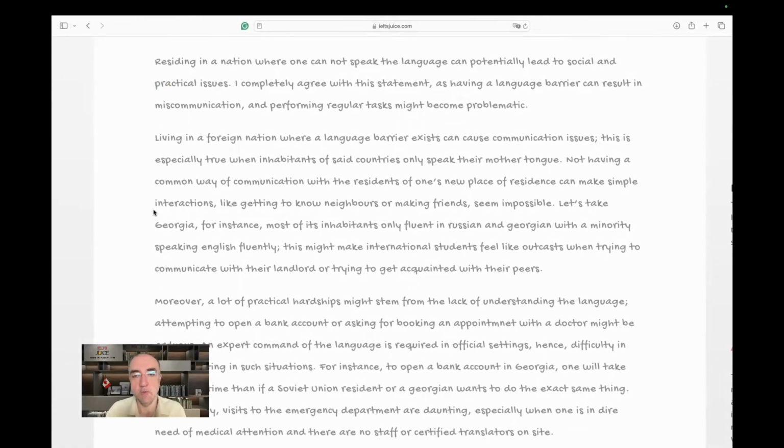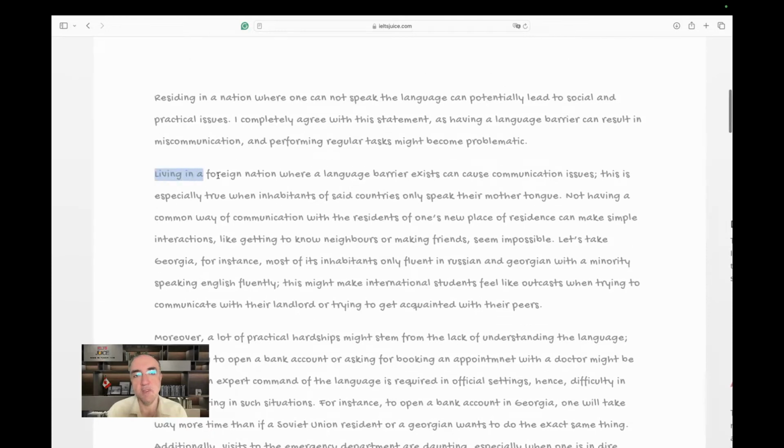Let's go with the first body paragraph. Living in a foreign nation where a language barrier exists. I feel I have read this before. It's kind of similar to this. Living in a foreign nation where a language barrier exists can cause communication issues. Correct. So we're going to focus on communication as a subsector of social problems. This is especially true when inhabitants of said countries only speak their mother tongue.